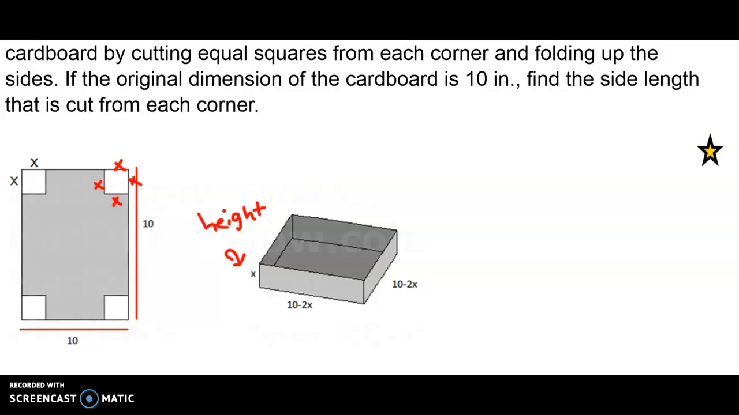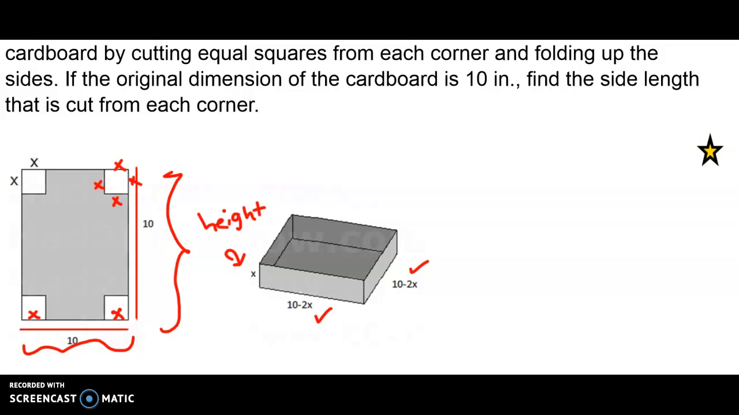Now, if I know the full dimension is 10 and you cut off an unknown piece x here and x here, you've cut off two pieces. So that's where 10 minus 2x comes into play. Same thing for this value. You're cutting off two pieces on the side, and that's where 10 minus 2x goes there.